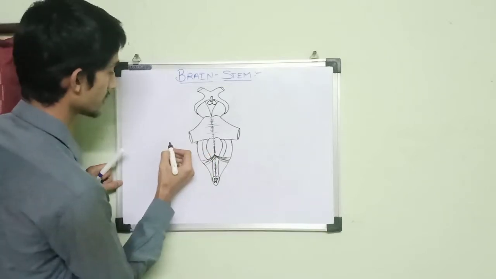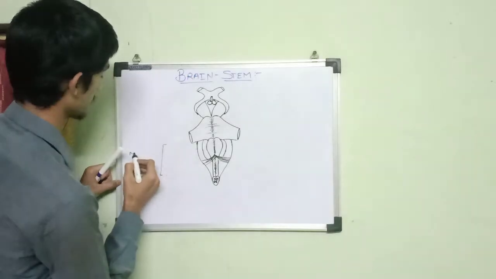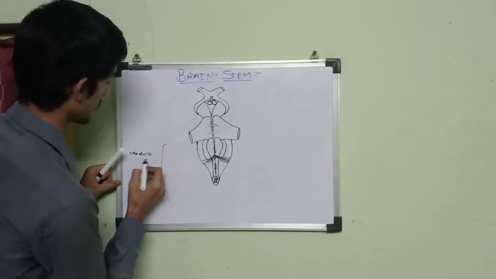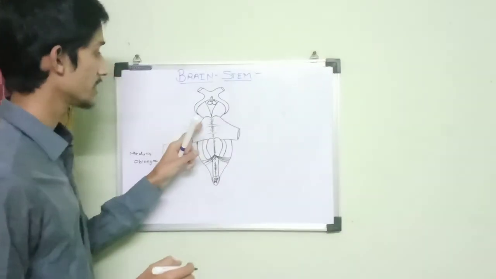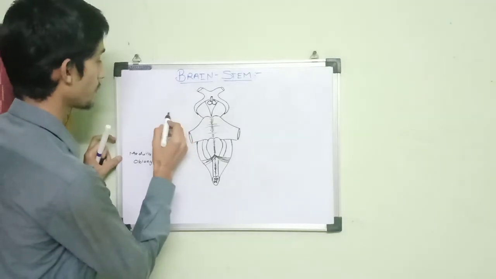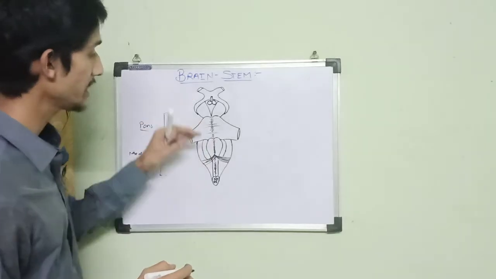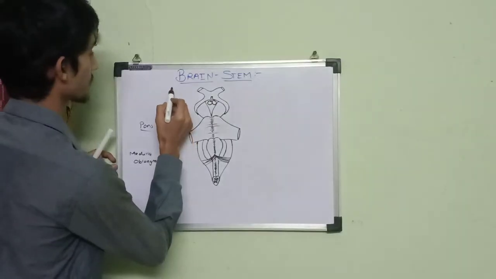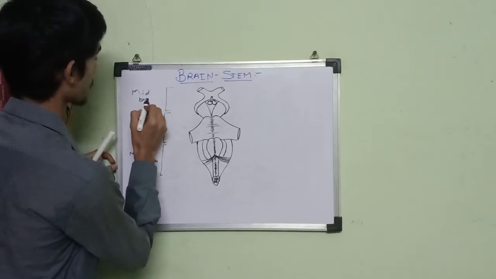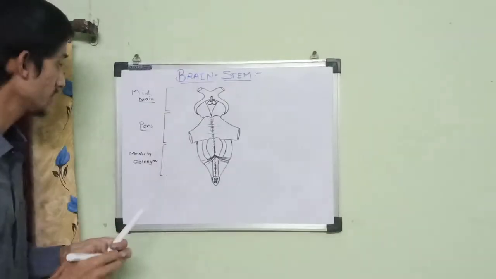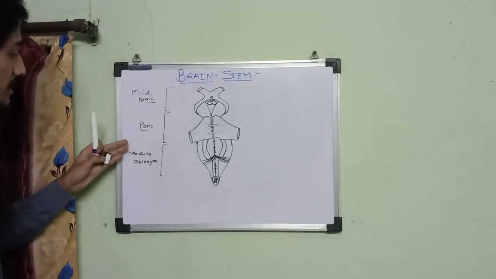The lowermost portion is the medulla oblongata. The middle portion is known as the pons. Pons is the junction between the midbrain and the medulla oblongata, and the uppermost portion forms our midbrain. So these are the three parts of the brainstem. The upper part is midbrain, the junction point is pons, and the lowermost part is the medulla oblongata.